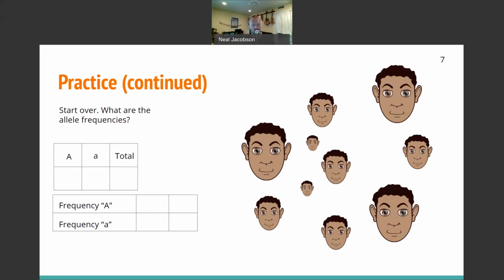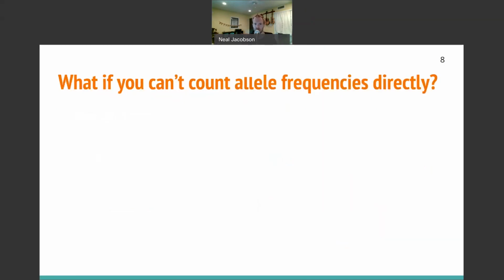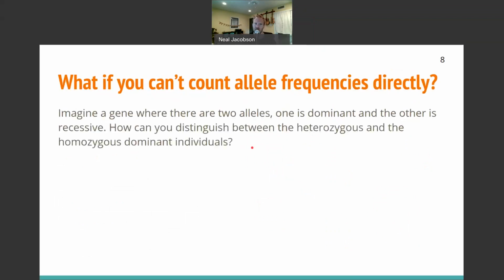I'm going to touch on those after we address this one last thing, which is, what if you cannot count allele frequencies directly? Let's say there's a gene where there are 2 alleles, one dominant and the other recessive. How can you tell who's heterozygous and who's homozygous dominant? You're not going to do test crosses with all the dominant phenotype individuals. That would take way too long.